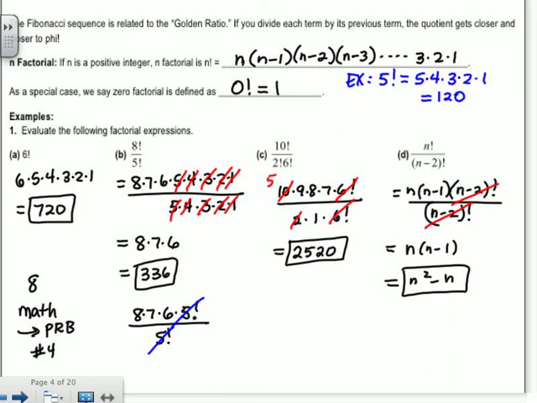All right, next up. Write the first 4 terms of the sequence given by a sub n equals 2 to the n all over n factorial. I'll give you guys a second to try this one on your own.